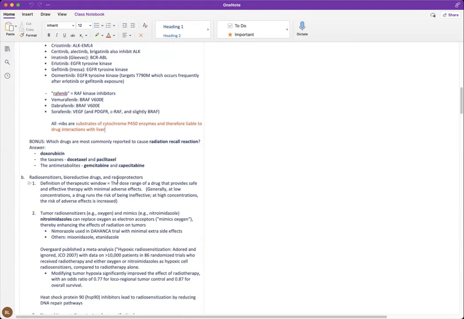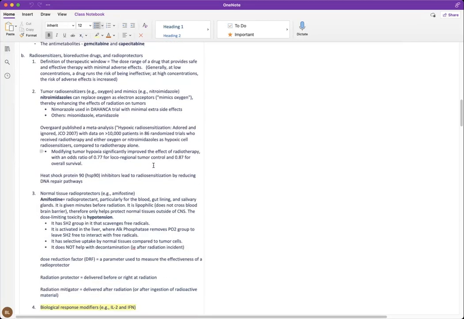Bonus. Which drugs are most commonly reported to cause radiation recall reaction? Answer. Doxorubicin, paclitaxel, and antimetabolites gemcitabine and capecitabine. I think at least I saw some GI cases where we were treating with capecitabine and there were recall reactions.